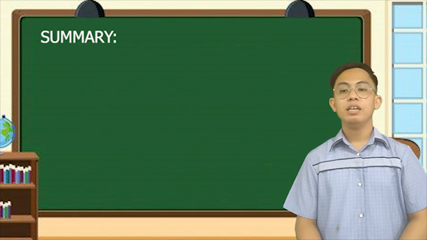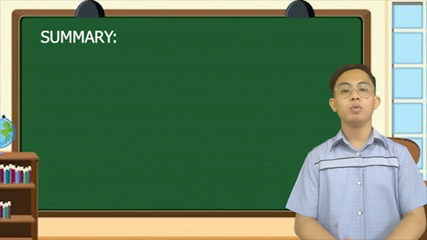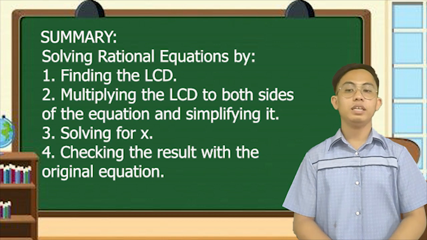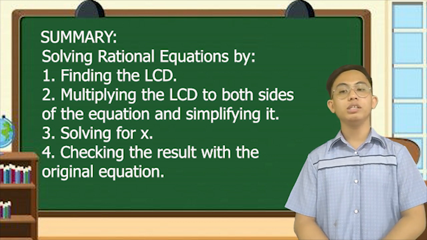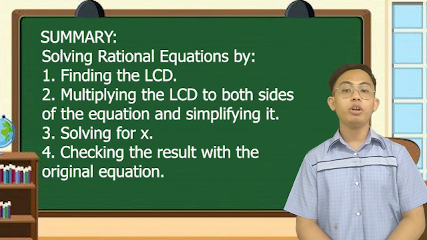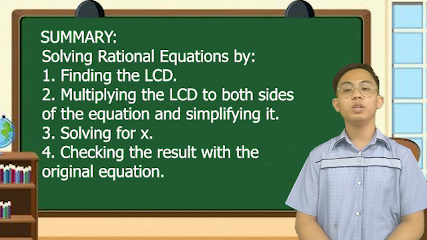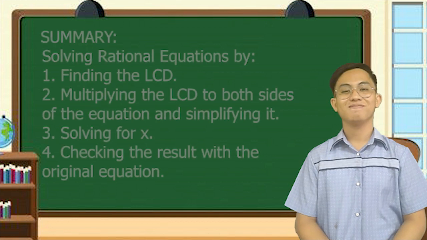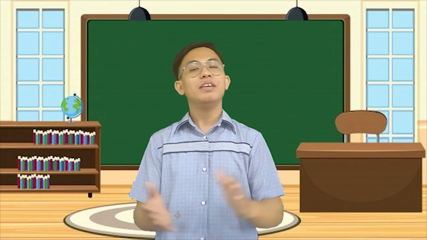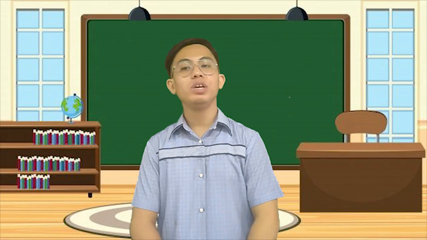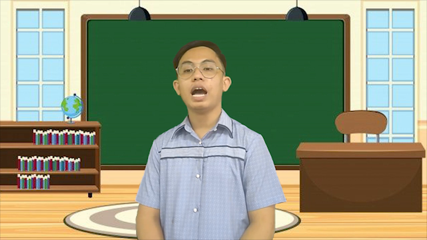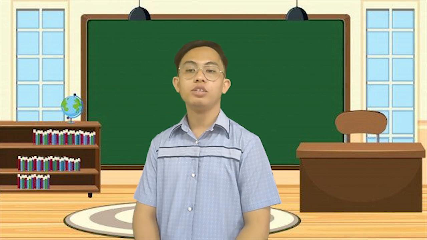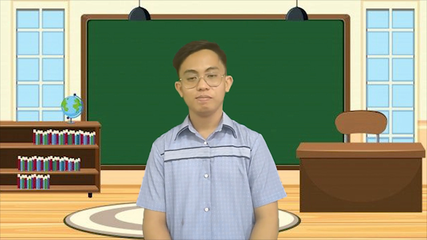And lastly, you learned how to solve rational equations by finding the LCD, multiplying the LCD on both sides of the equation, simplifying and solving for x, and checking the result with the original equation. And there you have it. You may think that solving rational equation is difficult, but it's time to end that thinking. Just study and always practice solving other rational equations, and you can easily get the hang of it.